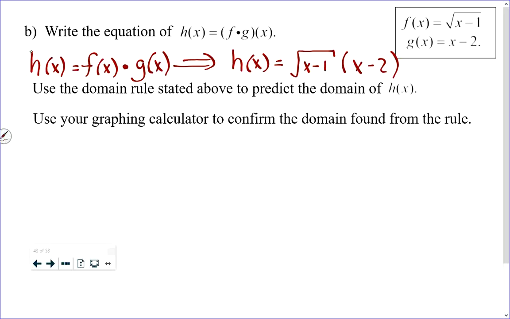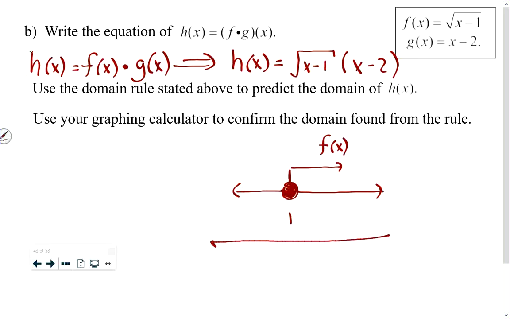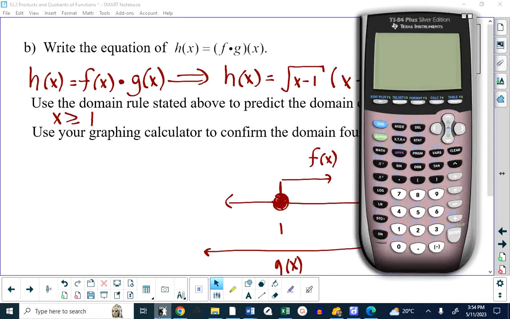What does the domain rule say the product will have for a domain? Well, on the one hand, f of x is only defined when x is greater than or equal to 1. So this is the domain for f of x. On the other hand, the domain for g of x is any real number. So where do they overlap? They overlap from 1 to infinity, which means the domain of h of x should be x is greater than or equal to 1. We are asked to confirm that with a graphing calculator.